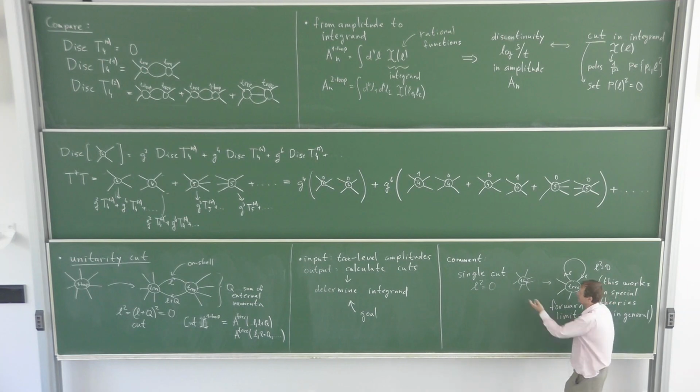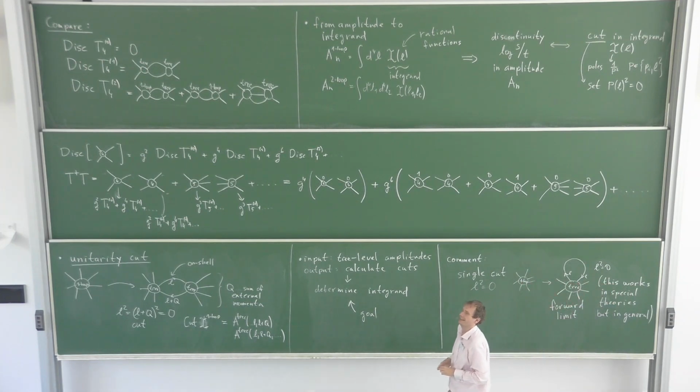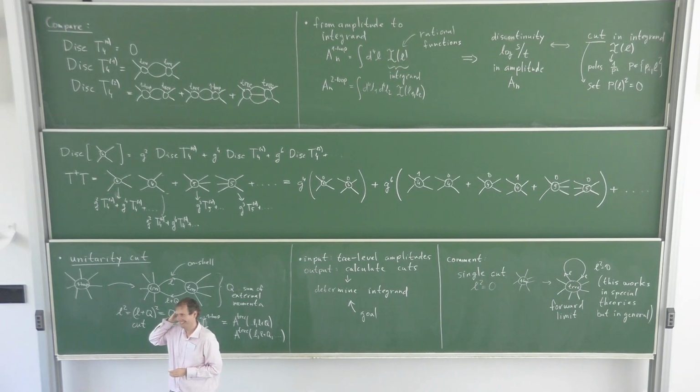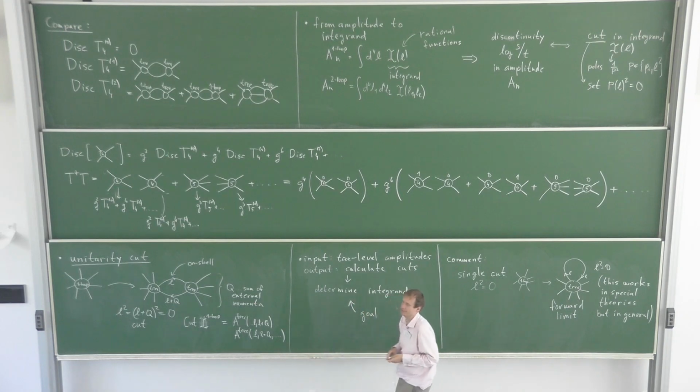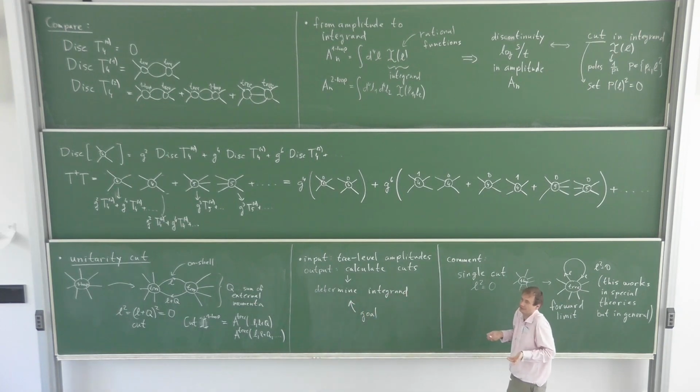So, but the single cut exists. It's just not equal to that. In a case it's divergent, it's not clear if it is equal to it. Yeah, you would have to regulate it, but then it depends on the regulator. But the single cut of an integrand is a perfectly well-defined object. It's just not equal to a tree or any modification of a tree, or doesn't seem to be.